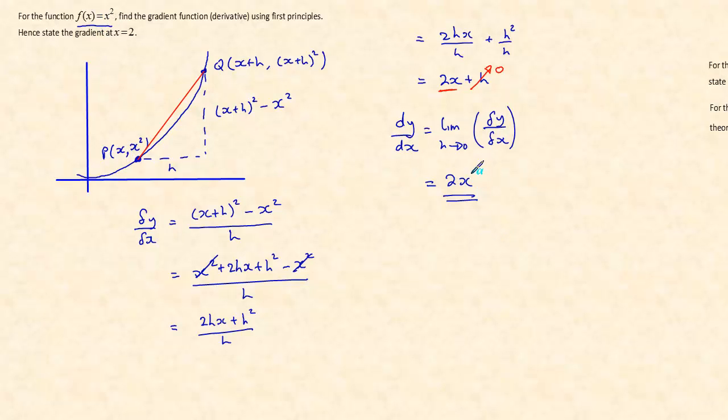And what that means is if we know the x-coordinate of a point, we can find the gradient at that point by just doubling it. So in the question, we're asked to state the gradient at x equals 2. So dy dx evaluated when x is 2 is going to be 2 lots of 2, which is 4.